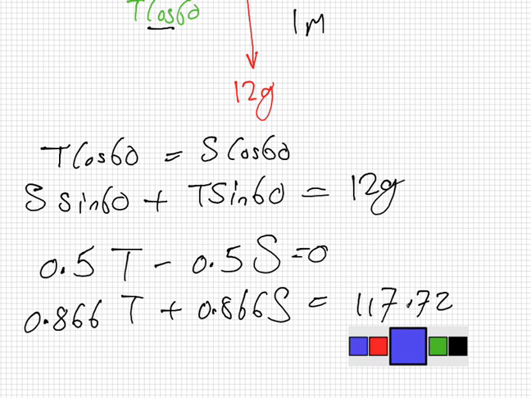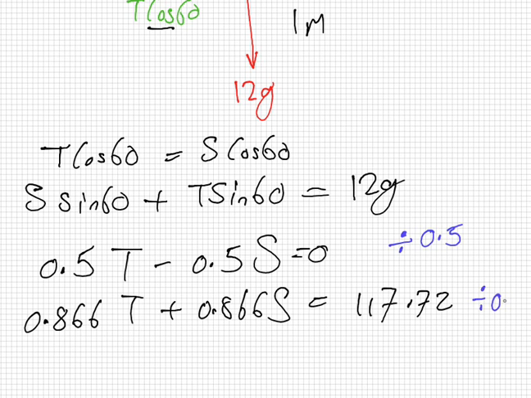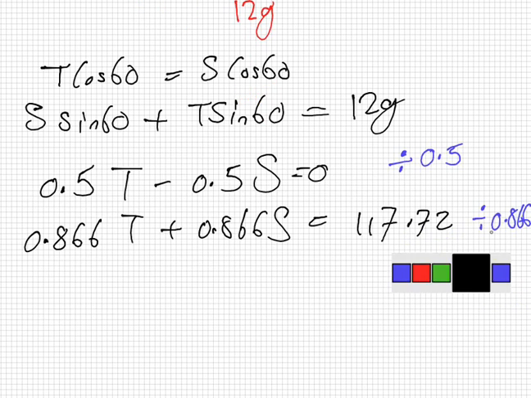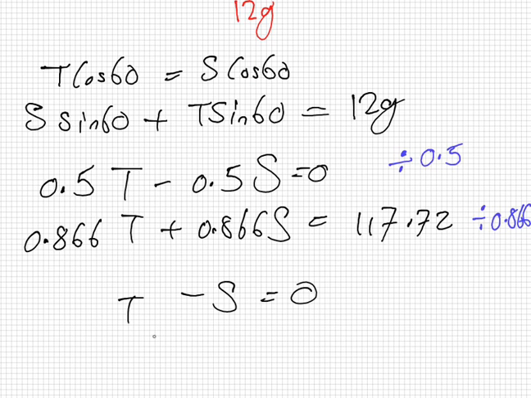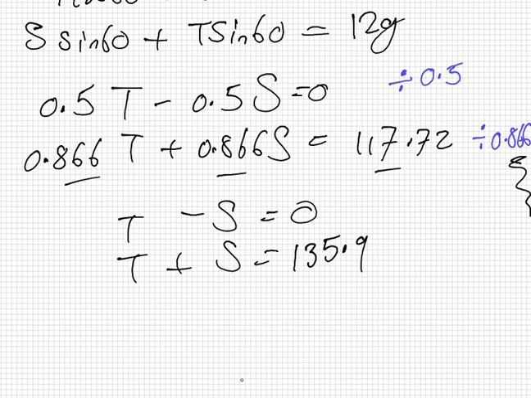Now what's very nice here is you can divide this equation by 0.5 and divide this one by 0.866. So it makes this very nice system. T minus s equals 0 and t plus s equals... No, don't forget to divide by that number. So you get 135.9. All three of these get divided by that. So, when you solve, that's actually easy to solve.